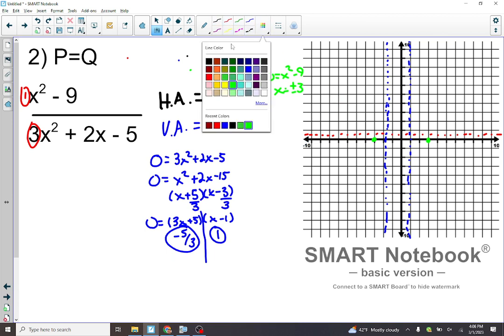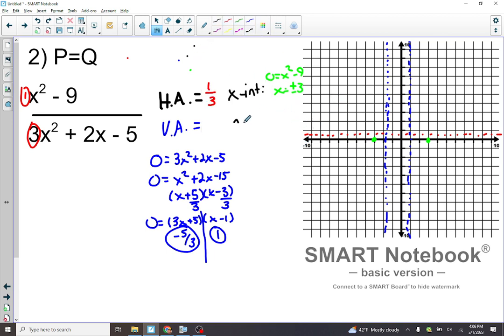And then the y-intercept: make X 0, plug 0 in for everything. So 0 squared minus 9 over 0 plus 0 minus 5. That's a positive 9 over 5, which is almost 2. It's negative over negative, so it's just 9 over 5, which is about 2. You want to change it to a decimal so you can graph it.